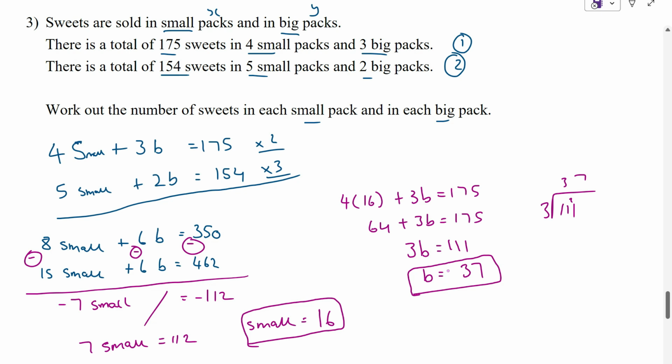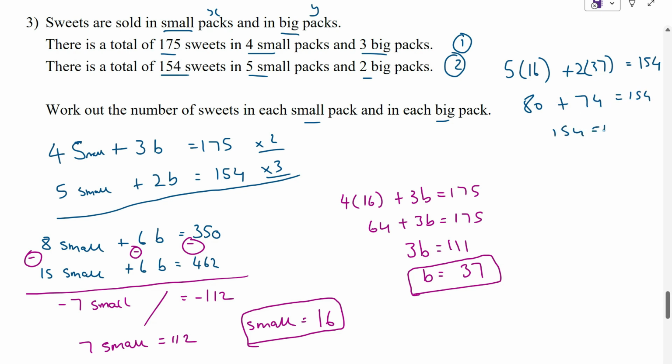Okay, now let's see again with our check, do these values work in the second equation? So just going to do it up here so we can still see all the working. 5 times 16 plus 2 times 37. Now this should equal 154. 80 plus 74. Okay, so these are both correct.